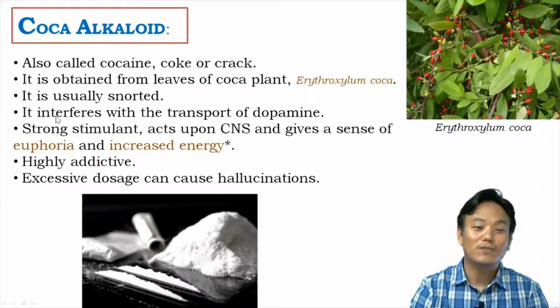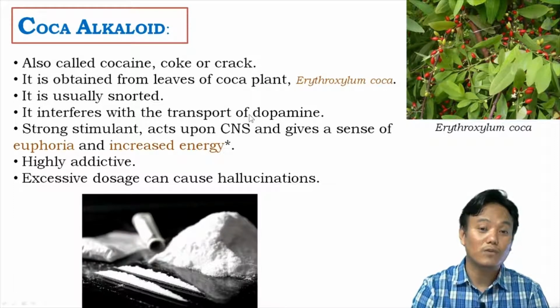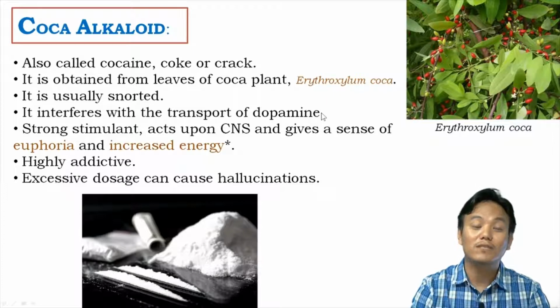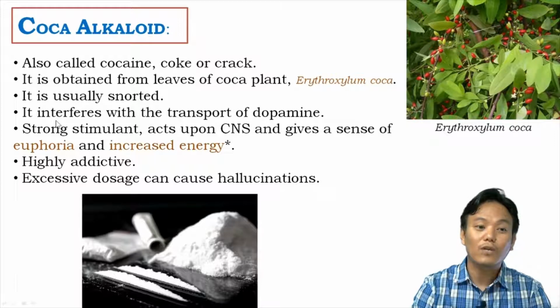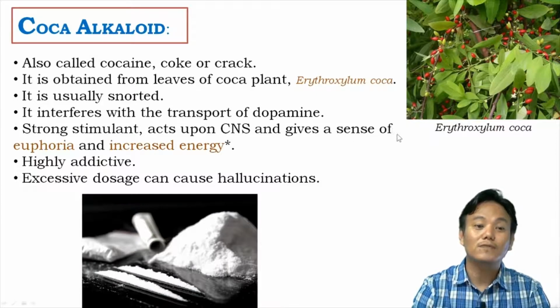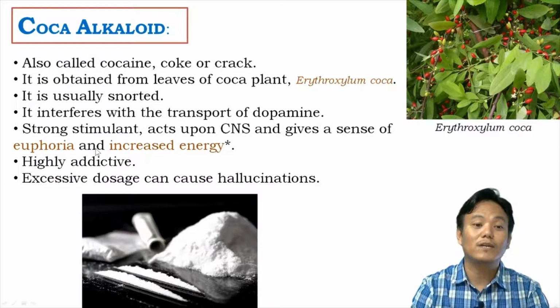And the drug interferes with the transport of a neurotransmitter called dopamine. Dopamine is a neurotransmitter. It is also referred to as the feel-good hormone. The release of this particular neurotransmitter called dopamine makes a person feel happy, right? Now, the use of cocaine interferes with the transport of dopamine. Therefore, it increases the concentration of dopamine within your body, and therefore cocaine acts as a very strong stimulant, and it gives a sense of euphoria, means happiness, right?